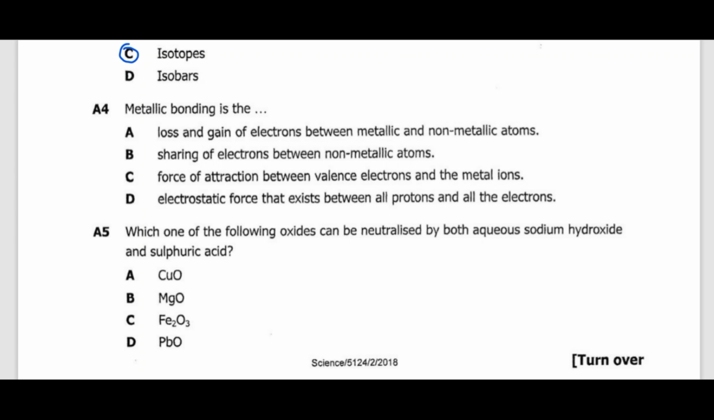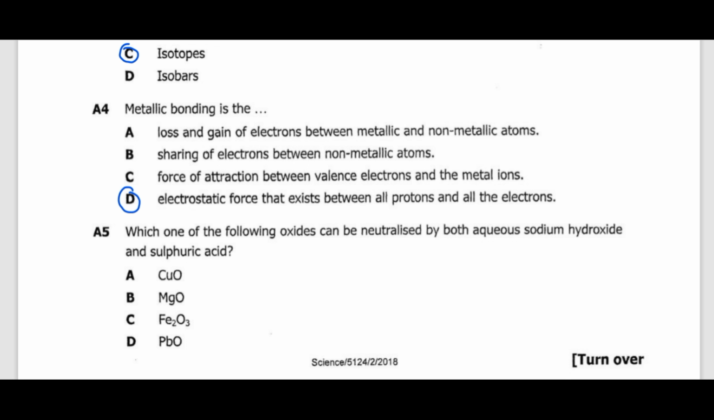Then if we move on to question 4, metallic bonding. If you look at metallic bonding, we can't look at this one as loss and gain, no. Then sharing of electrons, no. Force of attraction between valence electrons and the metal ions, no. So it has to do with the electrostatic force that exists between all protons and all the electrons.